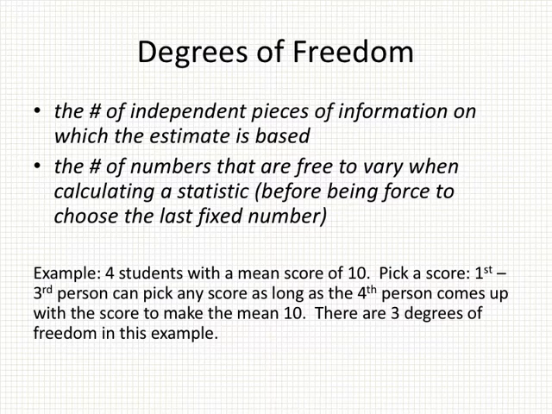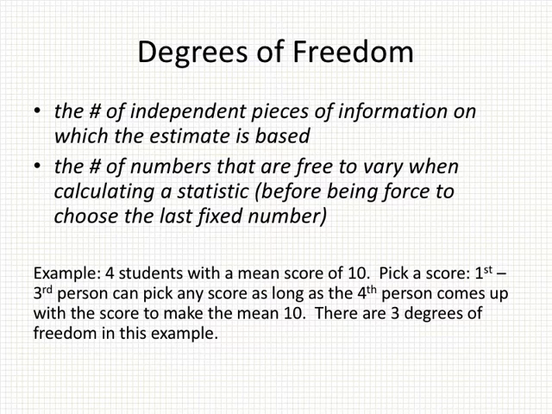So I took a lot of effort looking up different definitions, and this is what I found: the number of independent pieces of information on which the estimate is based. Now you understand it, right? Of course not. I don't understand it either. Okay, so another definition, which might be a little bit easier: the number of numbers that are free to vary when calculating a statistic before being forced to choose the last fixed number. Maybe a little bit clearer, but I still don't get that last part.